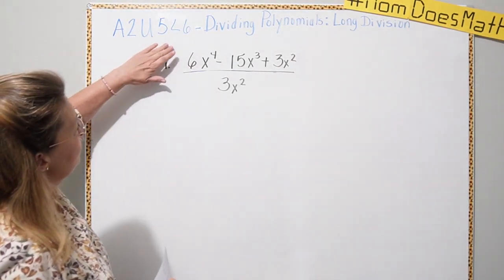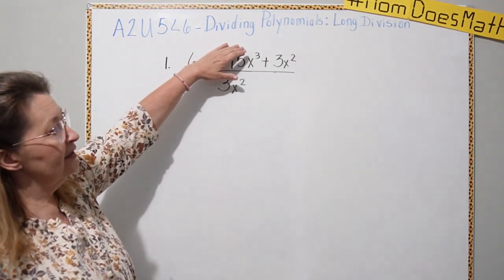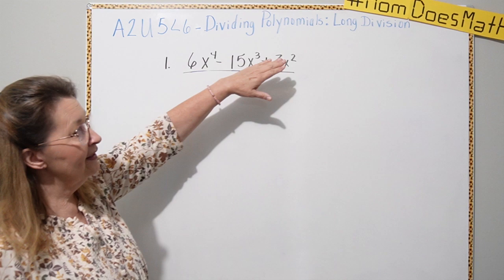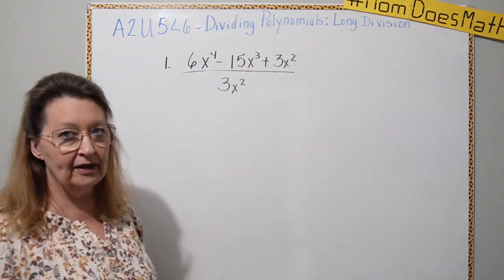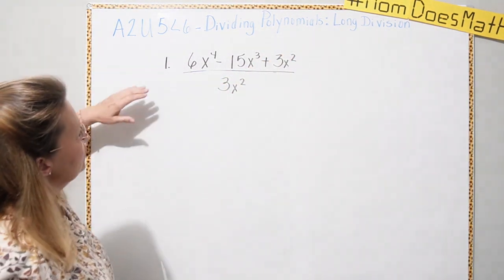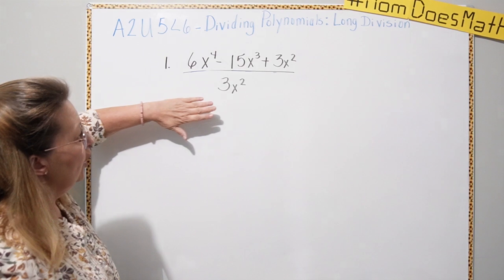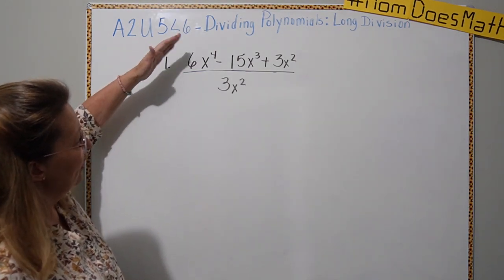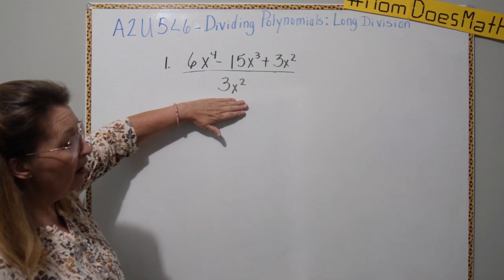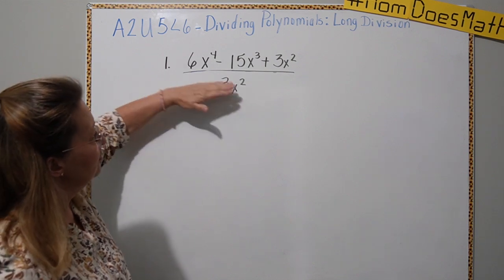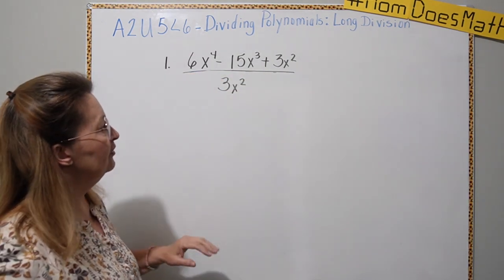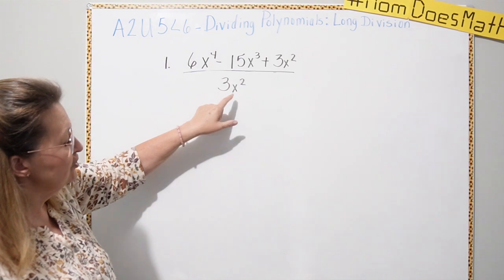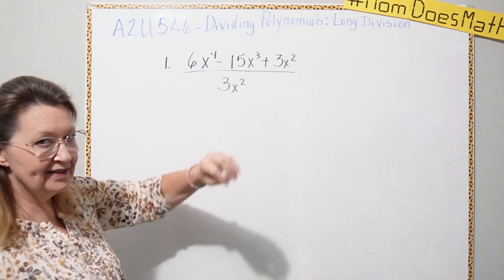This is A2U5L6. We're going to be dividing polynomials, and we're going to work our way into long division of polynomials before it's over. So let's start off with number one. We are going to review first what to do when you divide a polynomial by a monomial. Now you have to remember that every single term in the numerator is attached to the denominator by itself.